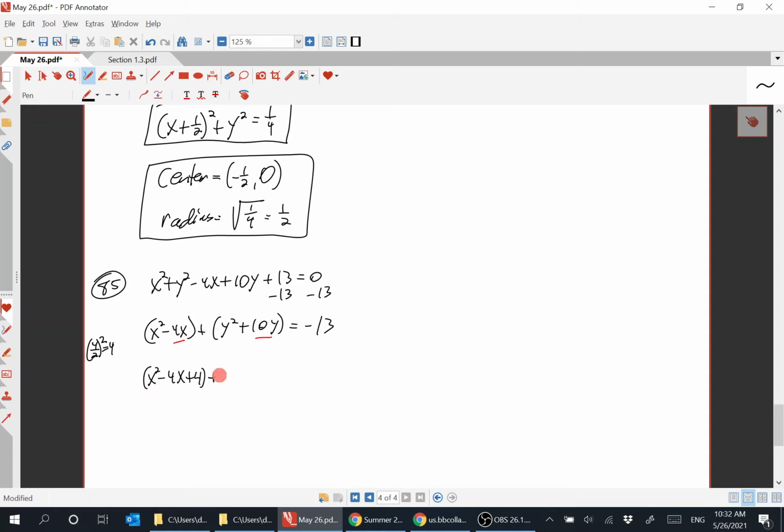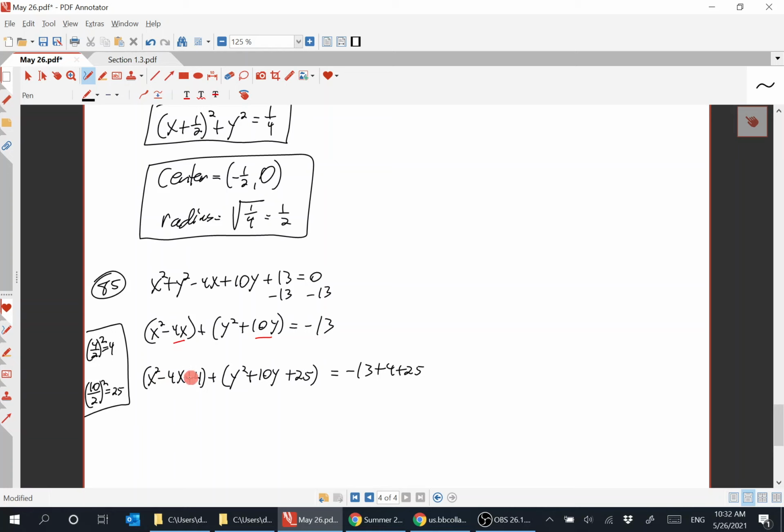with the x's. Plus, the coefficient of the y is 10. Take the 10, divide by 2, and square it, and you get 25. So you're going to add 25 with the y's. And then on the right, you have to add those same numbers to keep the equation balanced. Right? So along with the x's, we had 4. Along with the y's, we had 25. So on the left-hand side of the equation, we've added 29. So on the right-hand side of the equation, we must also add 29.